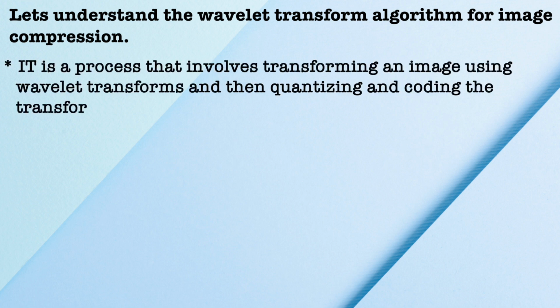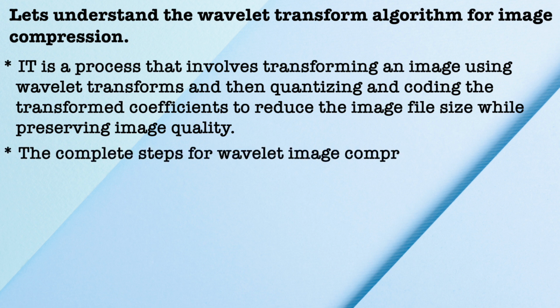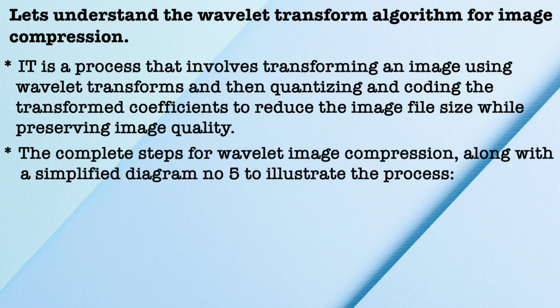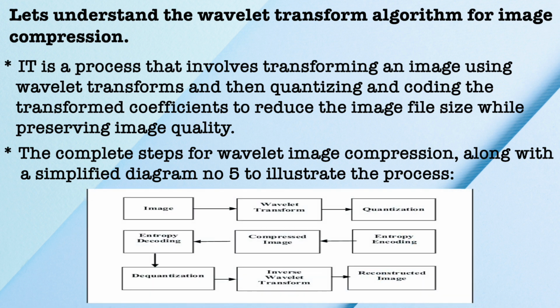So, it is a process that involves transforming an image using wavelet transformation and then quantization and coding the transformed coefficients to reduce the image's file size while preserving the image quality. The complete steps of wavelet compression, along with the simplified diagram number 5 to illustrate this process. Step 1, image processing.